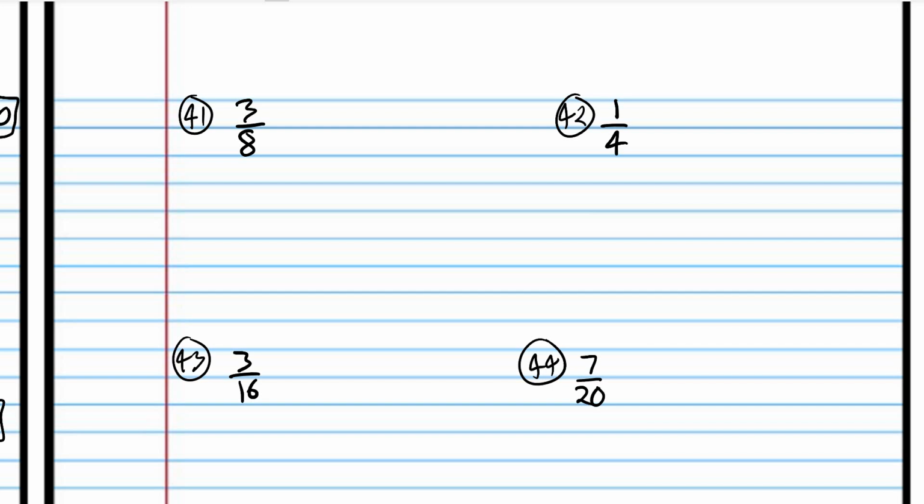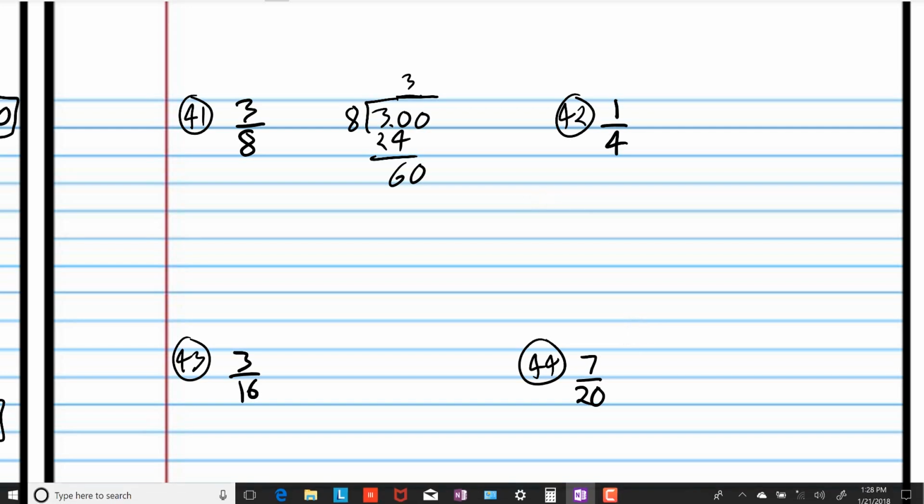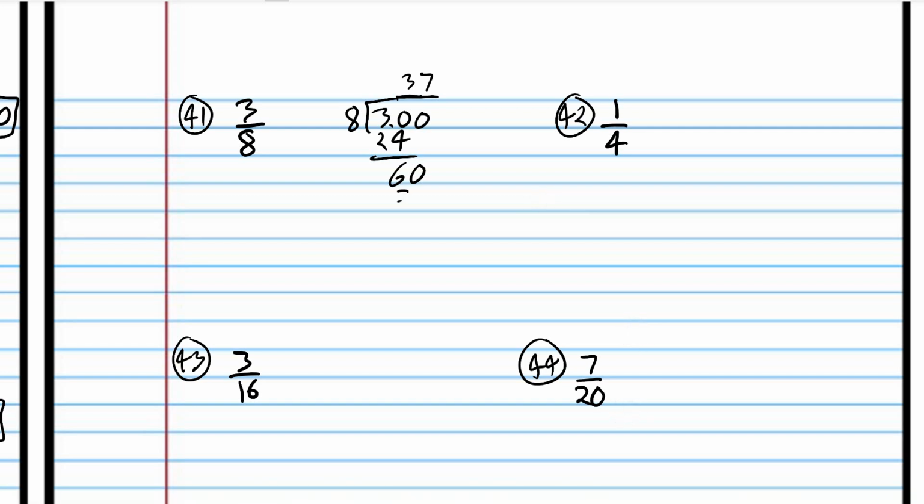All right, 3/8. Again, take the numerator, divide by the denominator. 8 doesn't go into 3, so we have to add a 0. 8 goes into 30 3 times, which is 24. 30 minus 24 is 6. We have a remainder. We have to bring down our 0. 8 goes into 60 7 times. 8 times 7 is 56. 60 minus 56 is 4. Add a 0, bring down the 0. 8 goes into 40 5 times. 8 times 5 is 40. So now we have a remainder of 0, which means we're done, and we can bring up the decimal.